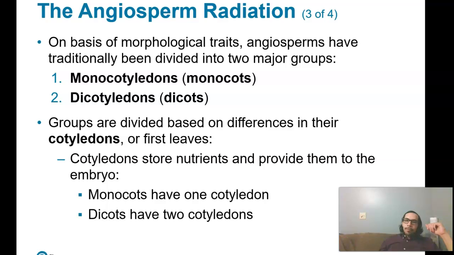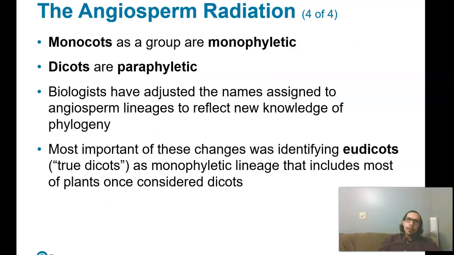The cotyledons are the ones that store nutrients and provide nutrients for the plant embryo. When it's a monocotyledon, they only have one leaf. And when it's a dicot, they have two cotyledons or two leaves. Monocots are considered to be a monophyletic group. They have an ancestral species or group, and all the descendants are included within that group. So they're monophyletic. Dicots are considered to be paraphyletic.